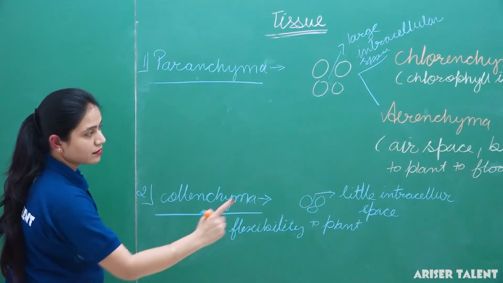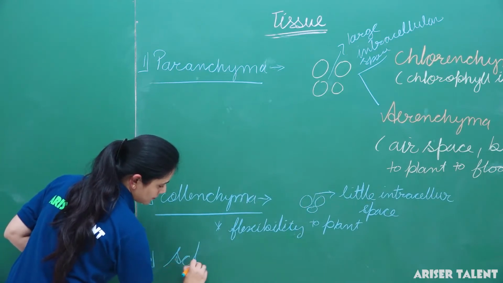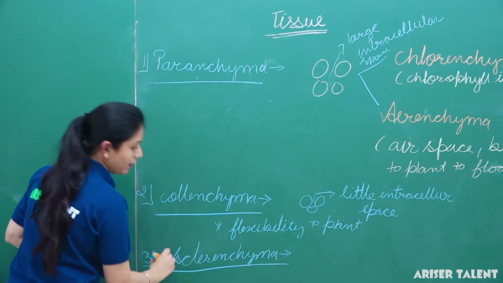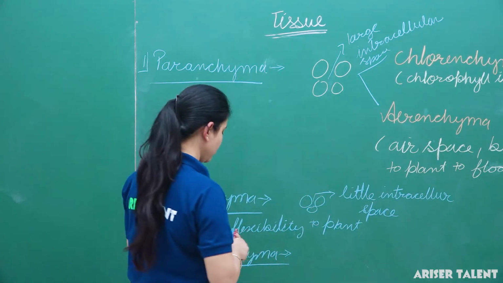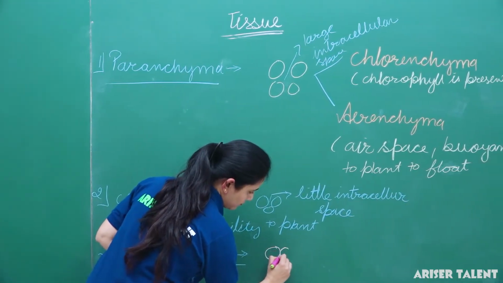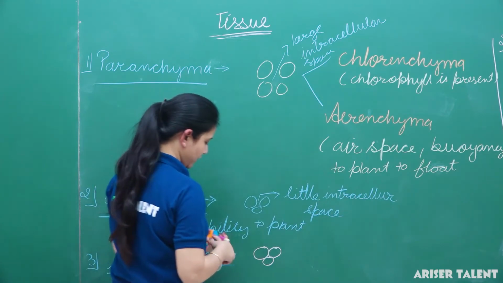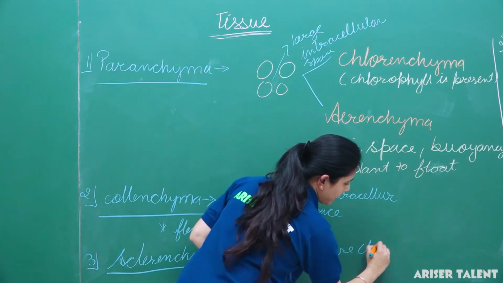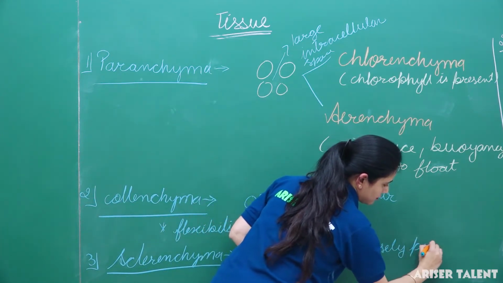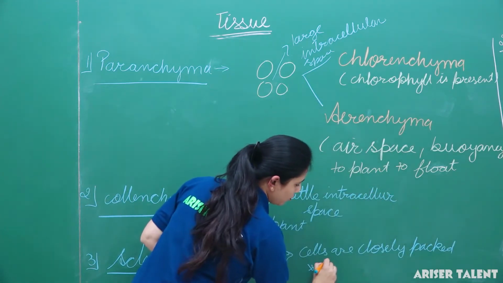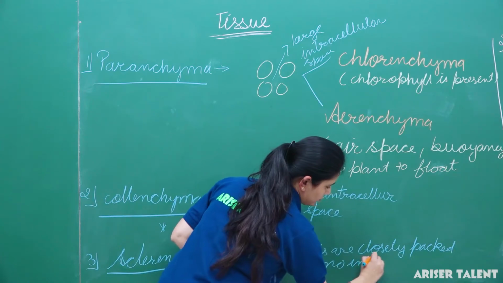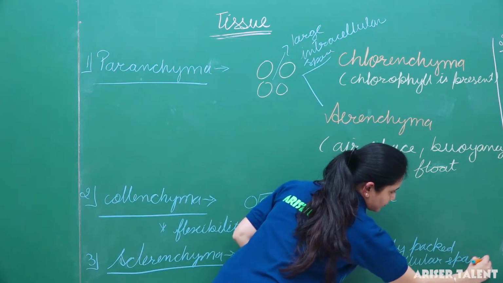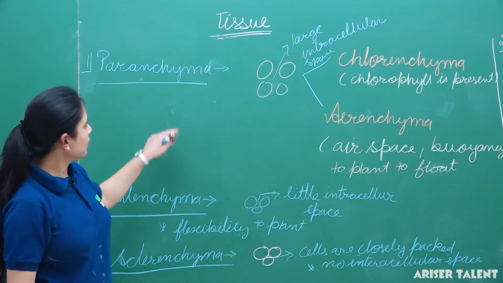Number 3 is Sclerenchyma. It has no intracellular space between the cells. Cells are closely packed. They have no intracellular space. Now simple tissues are completed here.